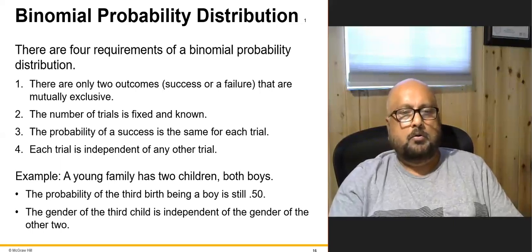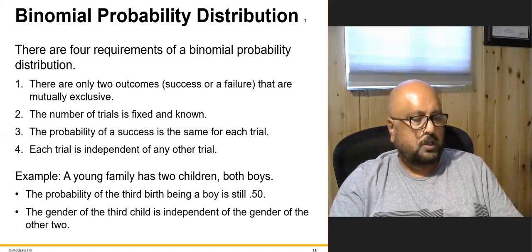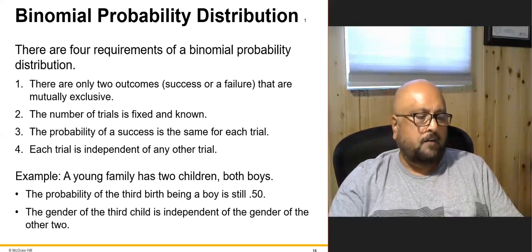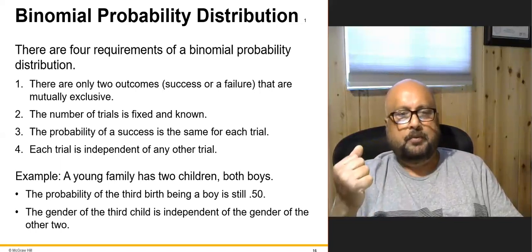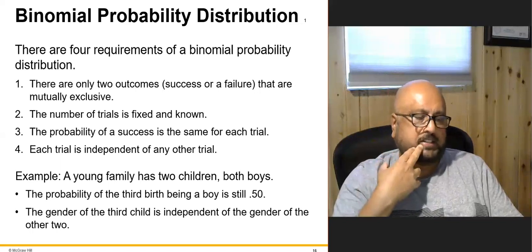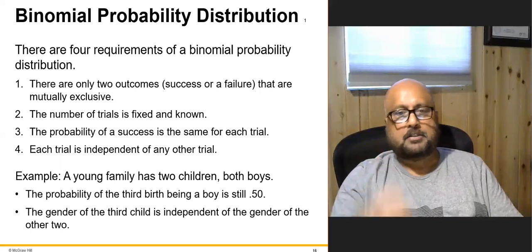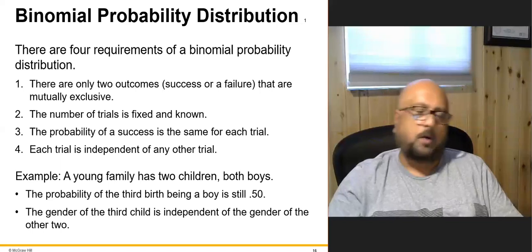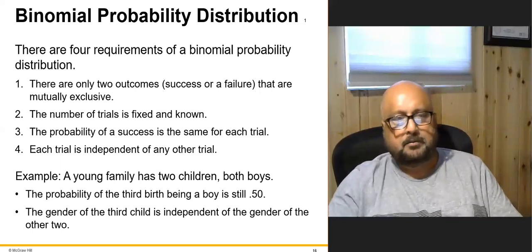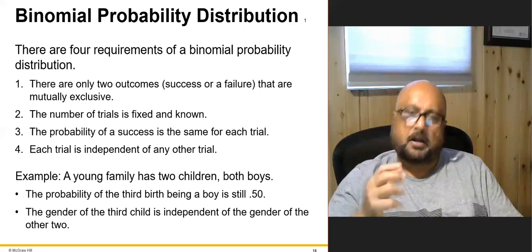So two distinct outcomes, mutually exclusive. Okay. So the number of trials is fixed and known. So we need to know the number of trials also. And third is that the probability of success remains the same for each trial. Either you have a success or failure, the probability is the same. It's 50-50. Finally, each trial is independent of others.